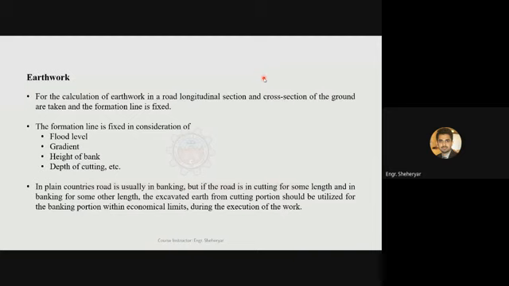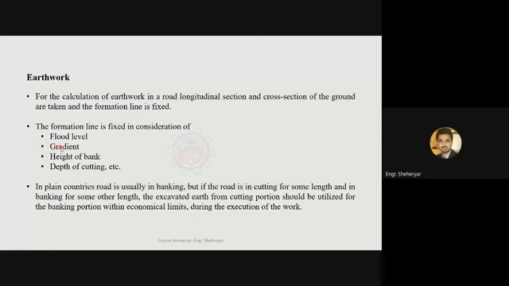There are many factors, but some important factors are flood level. So flood level, you can see the motorways in Pakistan. They are constructed much higher than the ground level. This is because in case of any floods or any such event, the road might be in operational condition.